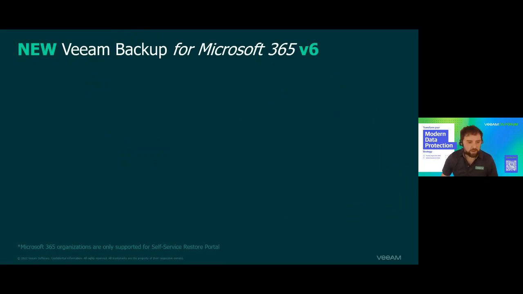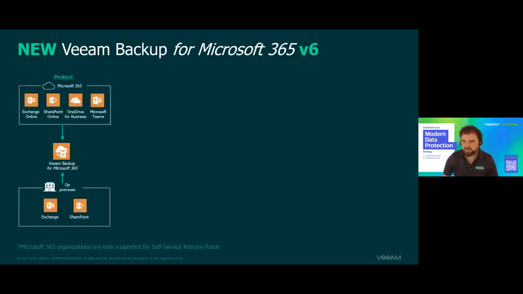The solution works in stages: protect, store, copy, and recover. On the protect side of things, like I mentioned earlier, we can protect all of your 365 data across the 4 different platforms, which are Exchange Online, SharePoint, OneDrive, and Teams. And like I said, we can also protect Exchange and SharePoint data if you're in a hybrid scenario as well.